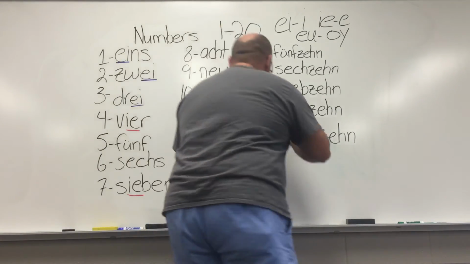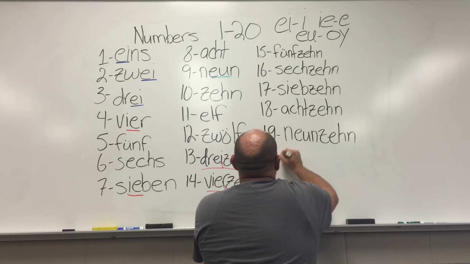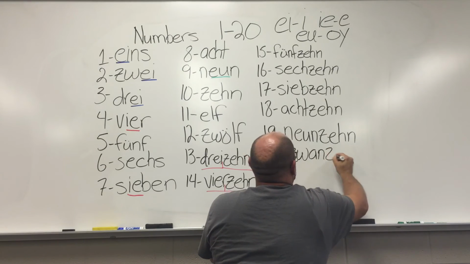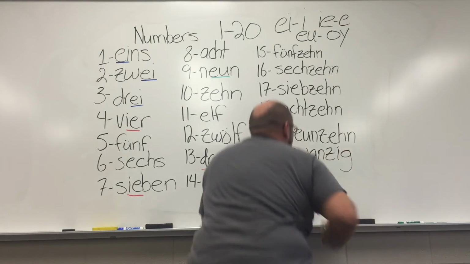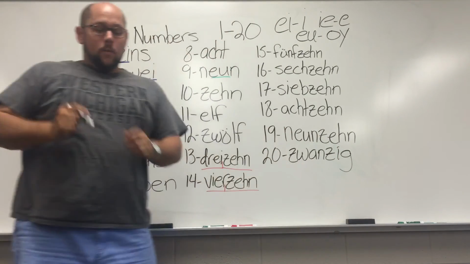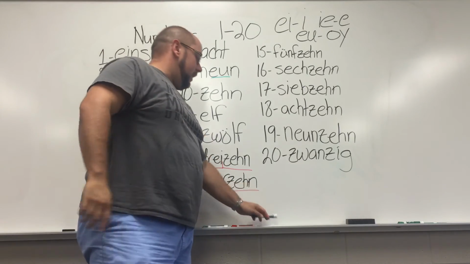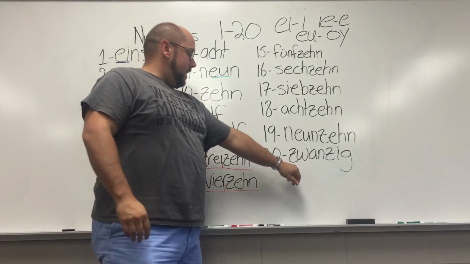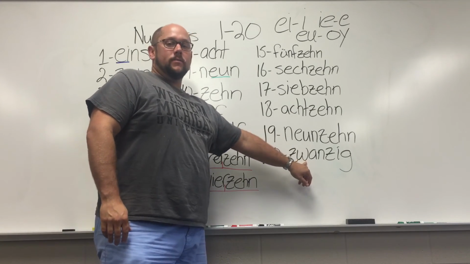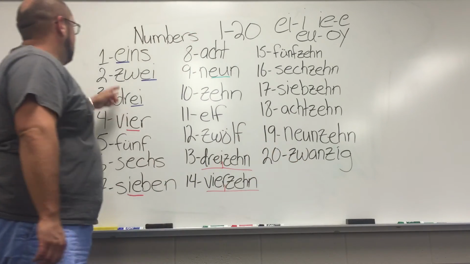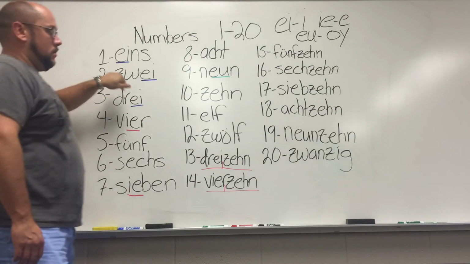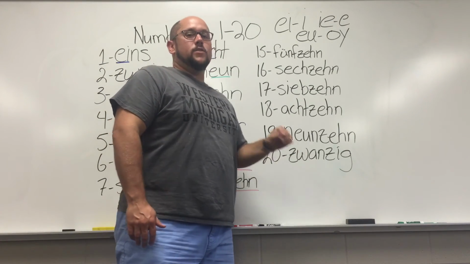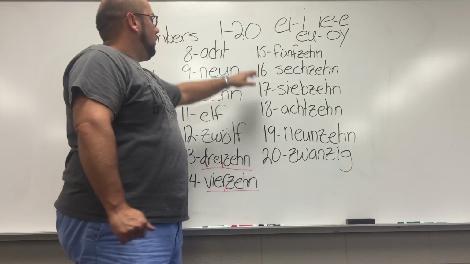Last and certainly not least, number 20. Number 20, the way we pronounce it in German, zwanzig. The TS again with the W that makes the V sound, just like we have here. Zwanzig. 20 is zwanzig.